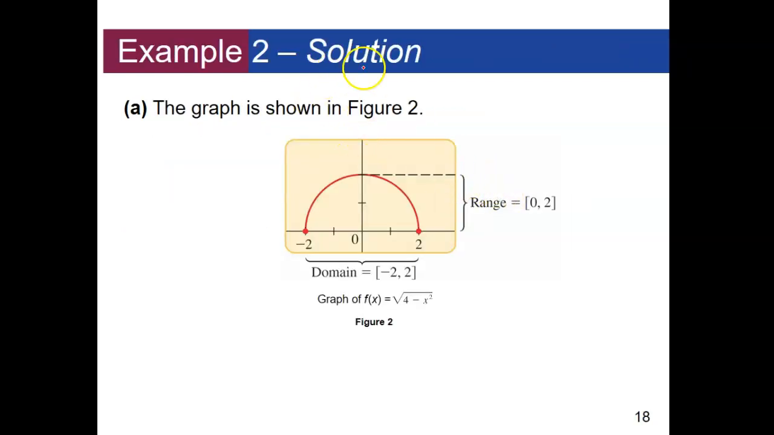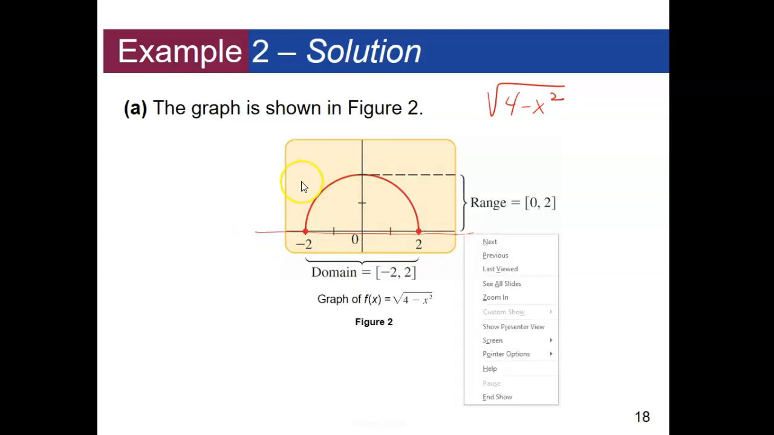So here I have the graph shown of this square root of 4 minus x squared. So when I look at this, the domain is going to be everything from -2 to 2. The range is going, remember with the range, you go from the bottom to the top. So my range is going to start at 0 and it's going to go to 2. So domain, you give x coordinates. Range, you give y coordinates.